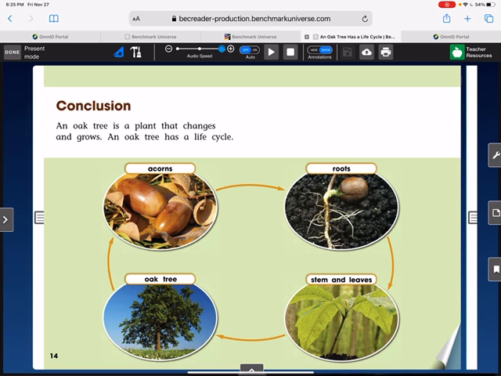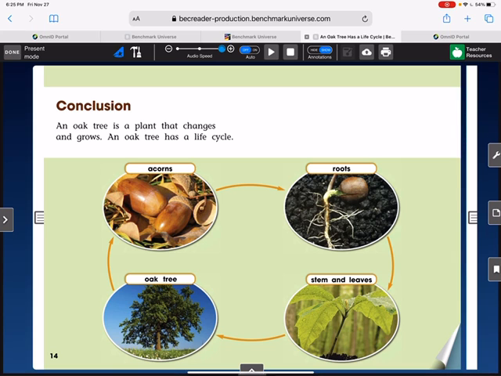Conclusion. Now remember, a conclusion wraps up our story and it often repeats the introduction. An oak tree is a plant that changes and grows. An oak tree has a life cycle. Now here's a pretty simple life cycle. It starts with an acorn. The acorn grows roots. The roots and from the acorn grow stems and leaves.